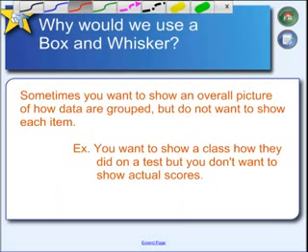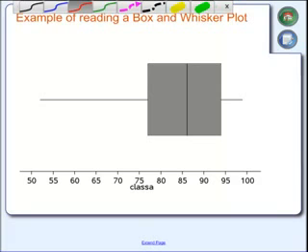let's look at an example of why we would use a box and whisker plot. Sometimes you want to show an overall picture of how data are grouped, but you do not want to show each item. The example we might use is you want to show a class how they did on the test, but you do not want to show the actual scores. Some students might get offended by showing their scores to the whole class. So let's look at an example real quick.